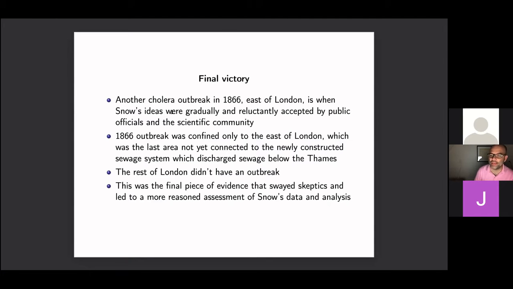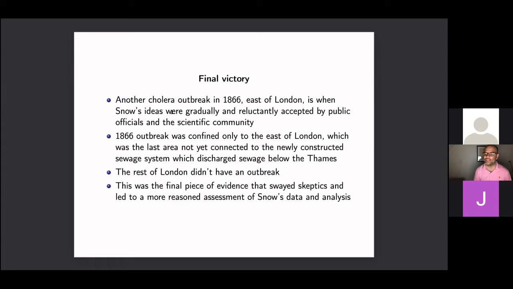What's interesting is that in 1866, 8 years after his death, he was vindicated. There was another cholera outbreak in 1866, east of London. And in that outbreak, Snow's ideas were gradually and reluctantly accepted by public officials and the scientific community. Why was the 1866 outbreak so special? It was confined only to the east of London. That was the only part of the city that had the outbreak.